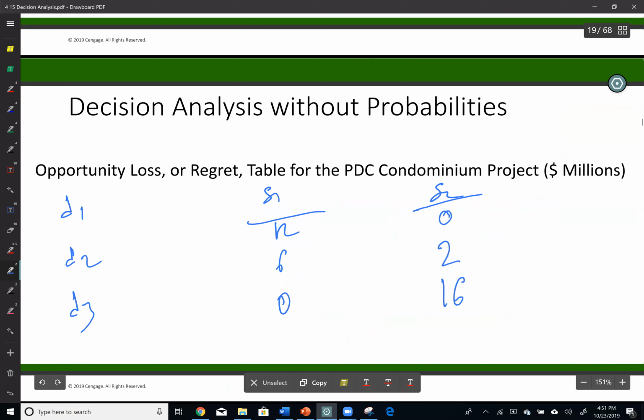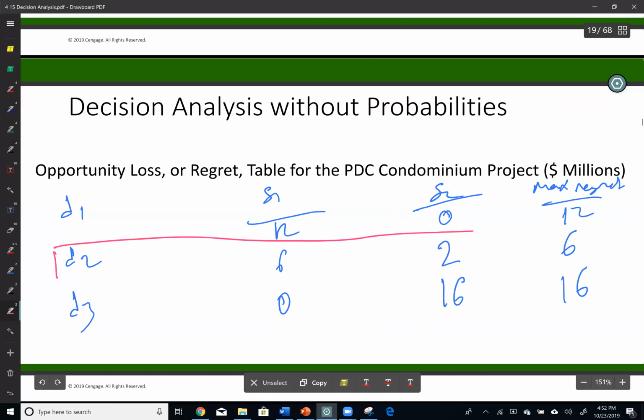So if you look at this, now let's go to the next slide, maximum regret. Let's calculate maximum regret for each of these. So my maximum regret here would be 12 versus 0, which is 12. Here 6 versus 2, which is 6. Here 0 versus 16, which is 16. If I want to minimize my maximum regret, that's why it's called MiniMax, I should choose decision 2, which will minimize my maximum regret, which is 6.